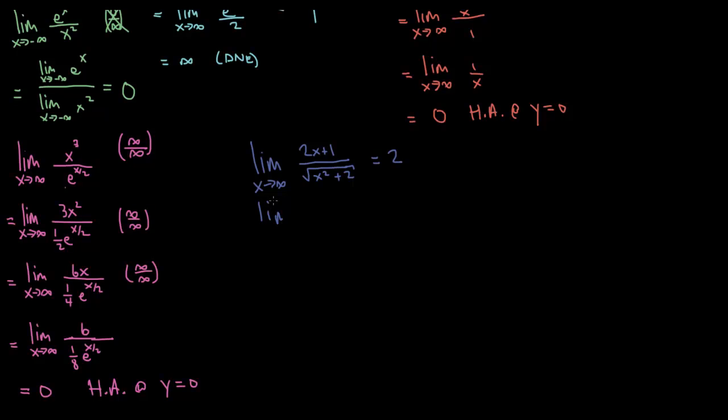So we're going to take the limit as x approaches infinity. Now, it's going to look really crazy for a minute. What happens if we divide everything by x? Well, you get 2x over x plus 1 over x.